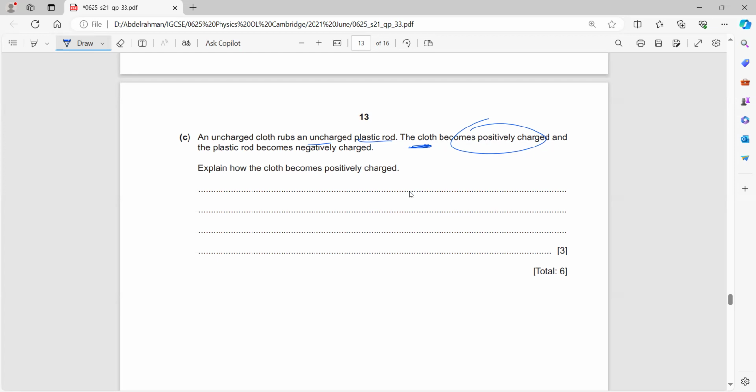The only thing that moves is what? The electrons. So when the cloth becomes positively charged, what happens? It loses electrons. Where do these electrons go? Be careful. The cloth loses electrons to the rod, so the rod becomes negatively charged. That's it. You don't need to do anything more. The electrons move from the cloth to the rod.